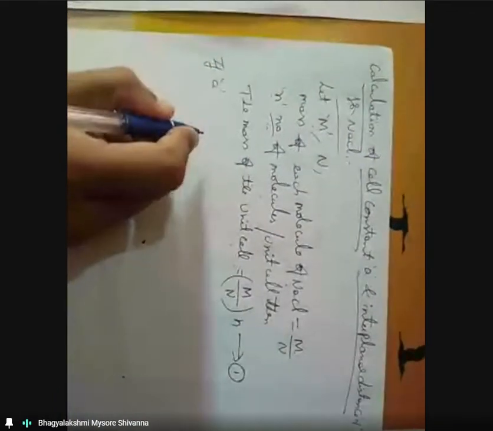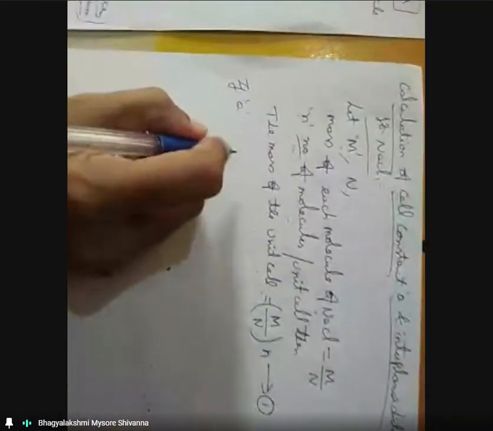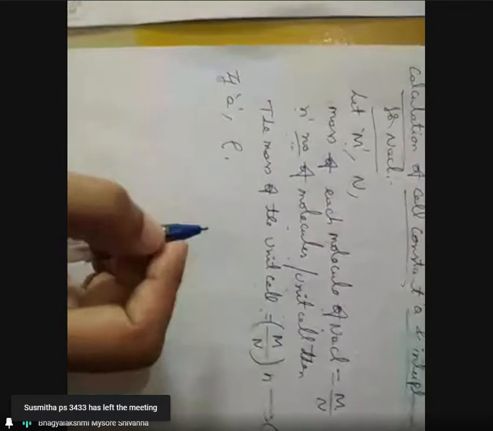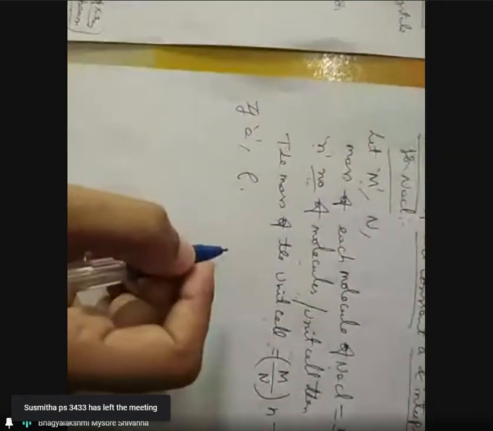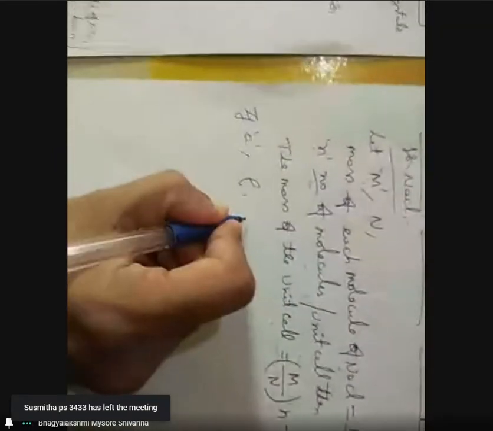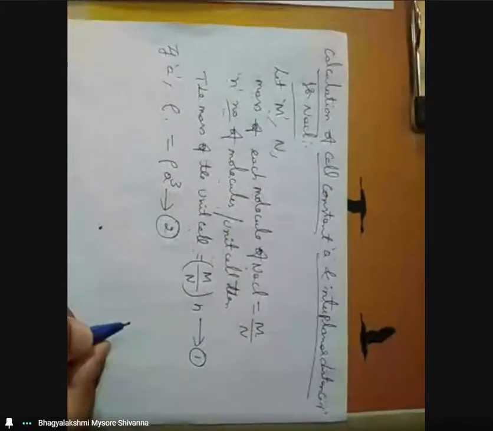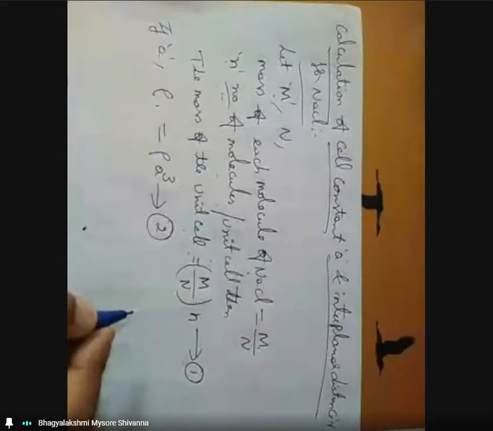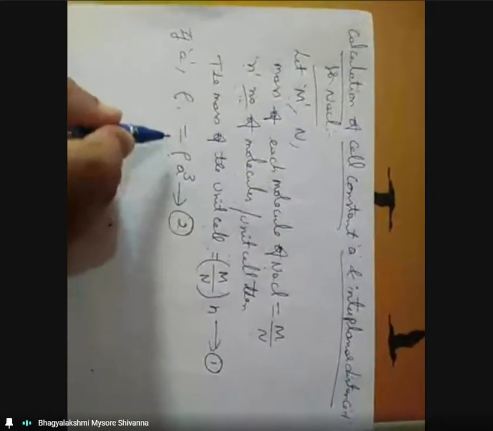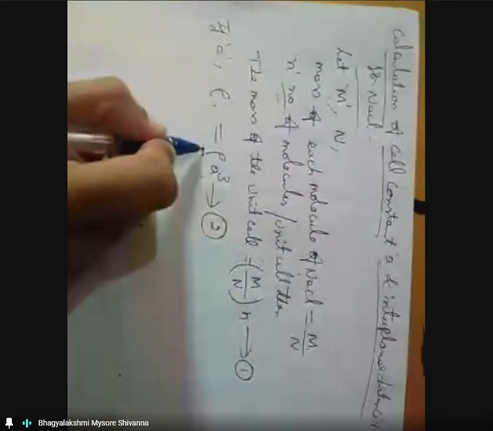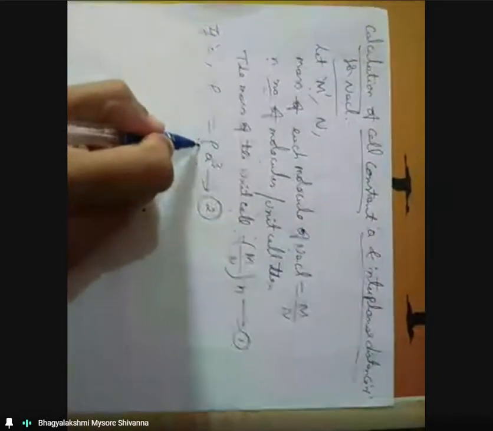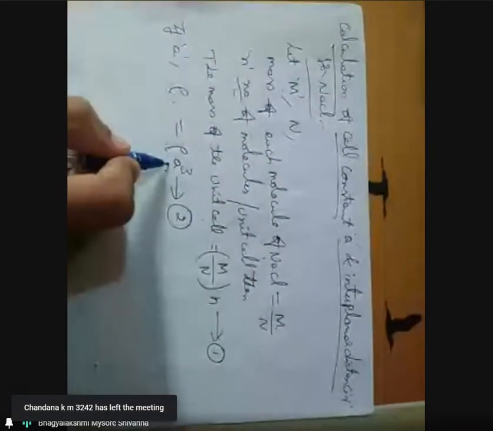If small letter a represents the edge of the cube and rho is the density, then the mass of the unit cell should be equal to rho into a cube. Take it as equation 2. We know that mass should be equal to density into volume. This is the mass of the unit cell. Density is given by rho, and volume is given by a cube.